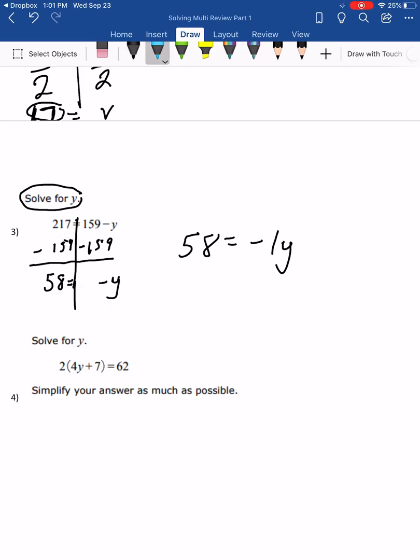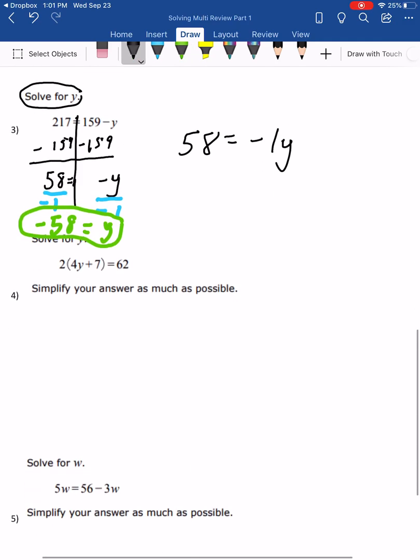All right, so we're going to finish by dividing by negative 1 to get rid of that negative. 58 divided by negative 1, negative 58. When we multiply or divide and the signs are different, the answer is negative, like we were saying before. So we have negative 58 is equal to y.